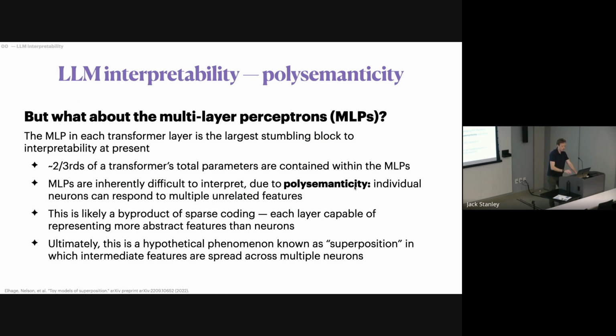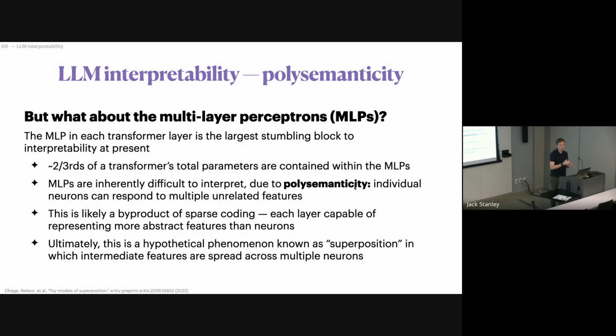And these MLPs are inherently very difficult to interpret due to polysemanticity, where individual neurons can respond to multiple unrelated features. The reason for this is likely a byproduct of sparse coding, where each layer is capable of representing more abstract features than neurons. And by features, I don't necessarily mean the input features, but more abstract features, like in the case of vision models, things like edges or curves.